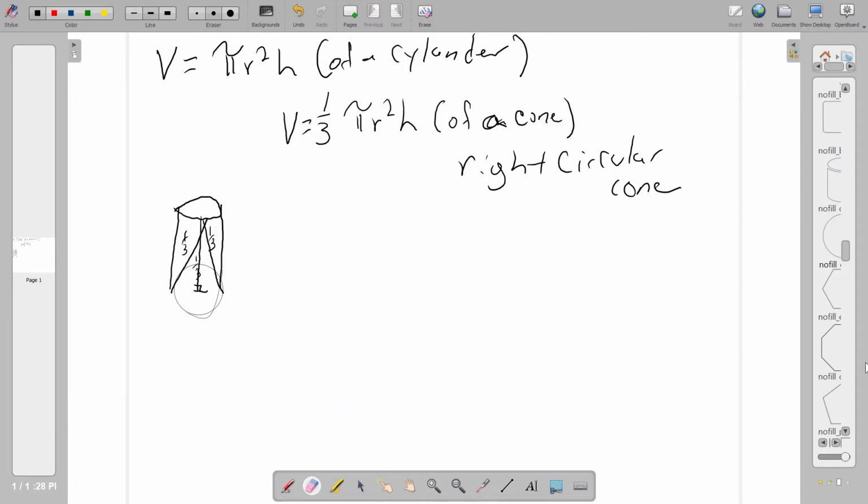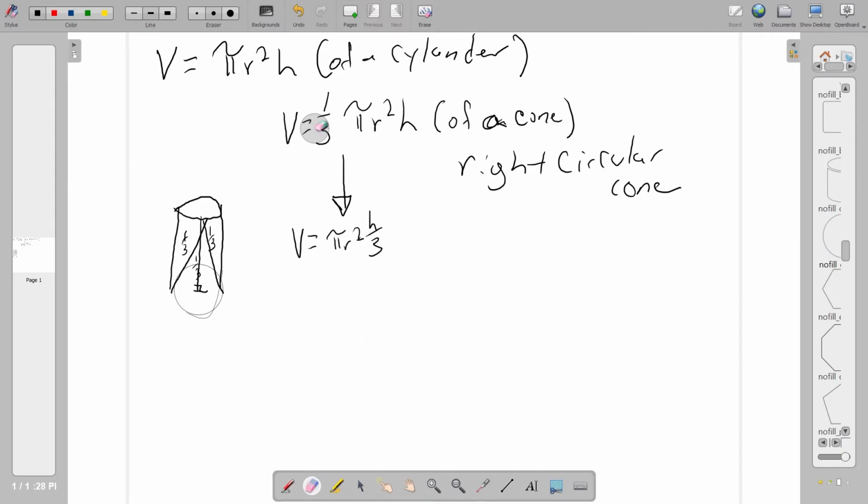And 1/3, what you often see with this guy here is they try to trick you, and they'll say things like volume equals pi r squared h over 3. Or some other silly nonsense.